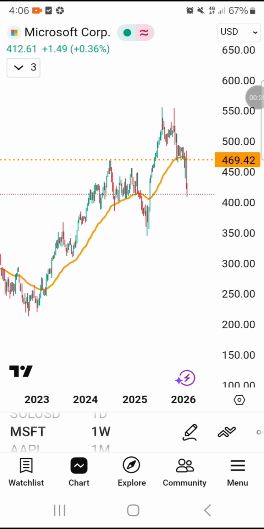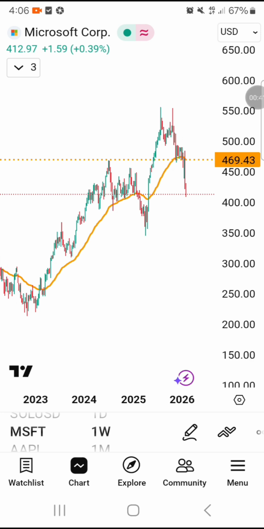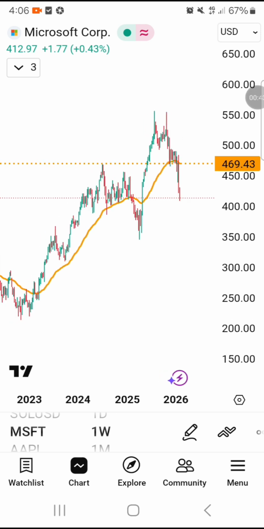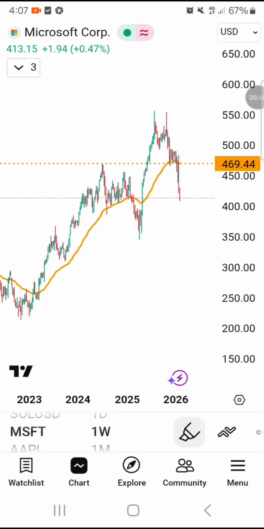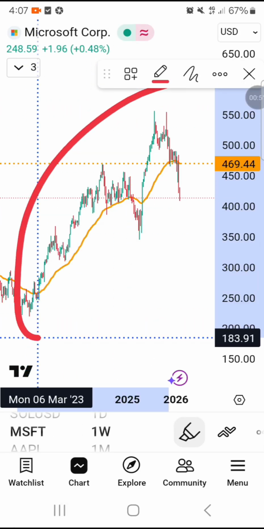So we'll be using some strategies to analyze this stock. Let's first of all consider the current transaction. When we are talking about current transaction, we'll be looking around these areas.